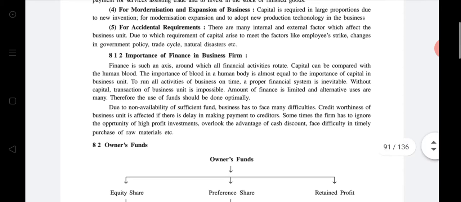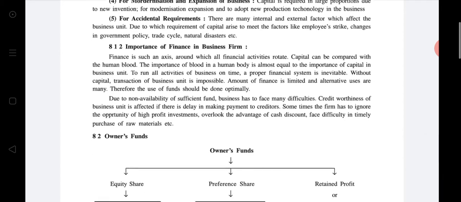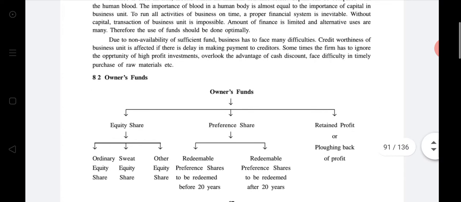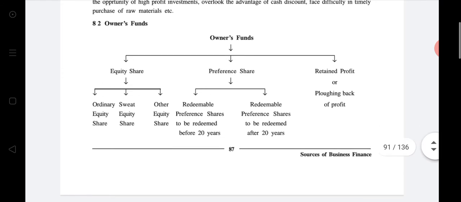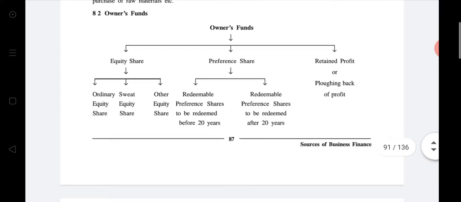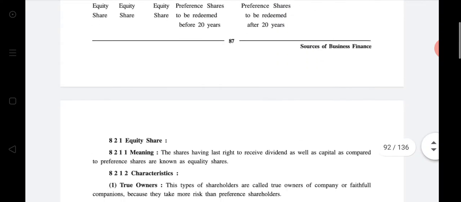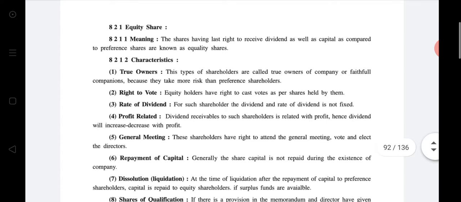Next, the importance of finance in a business firm. We have done this topic already in detail. Now we are moving on to the next topic, that is owners' fund. This also we have done. In owners' fund, we explained the meaning and characteristics of equity share in the last lecture.